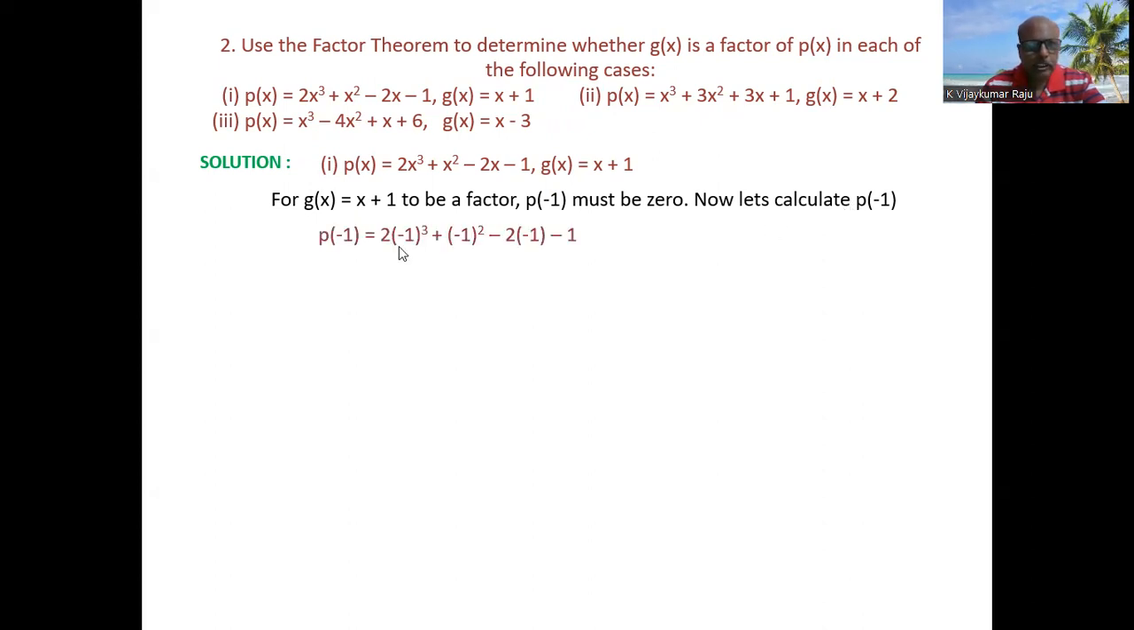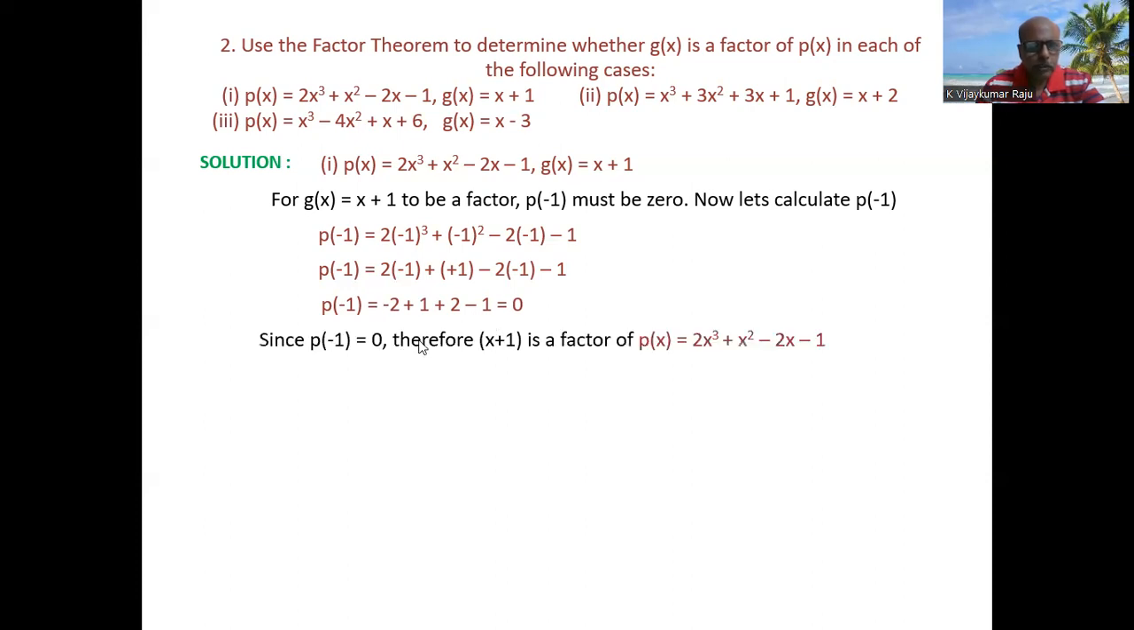P of minus 1 is 2 into minus 1 raised to 3 plus minus 1 raised to 2 minus 2 into minus 1 minus 1. This will be minus 2 plus 1 plus 2 minus 1. Plus 1 minus 1 cancels, plus 2 minus 2 cancels. It is 0. P of minus 1 is 0. Therefore, x plus 1 is a factor of the polynomial.